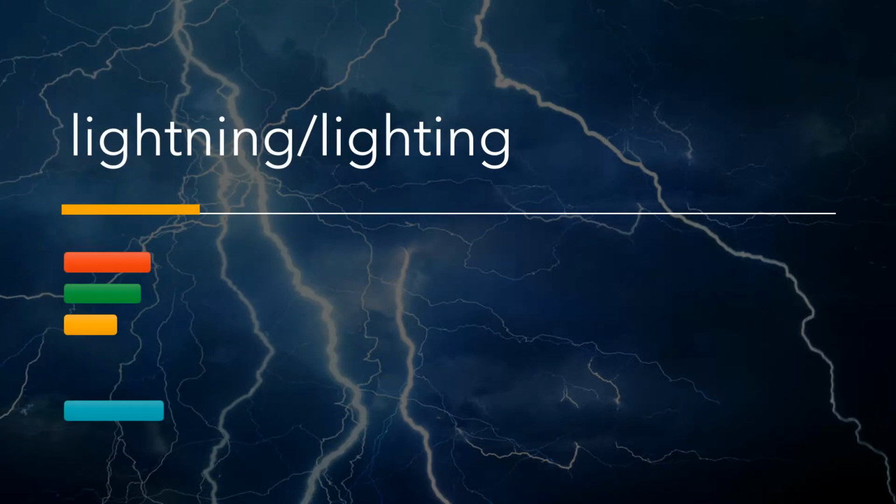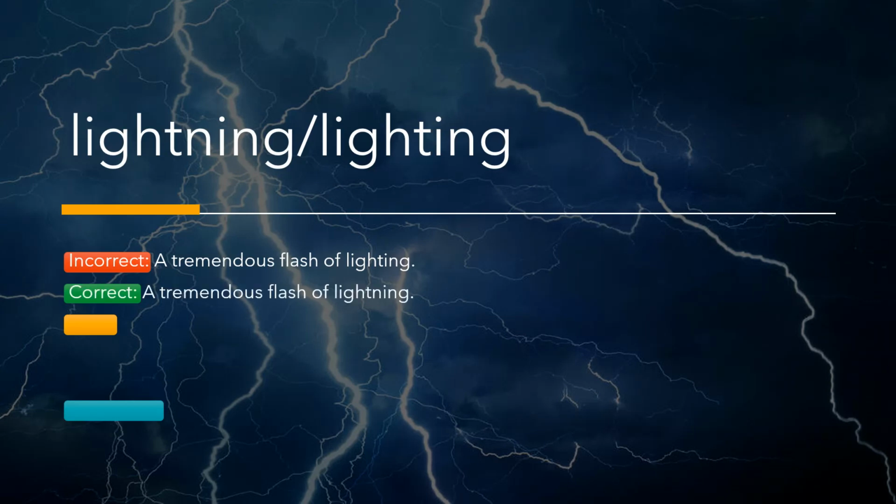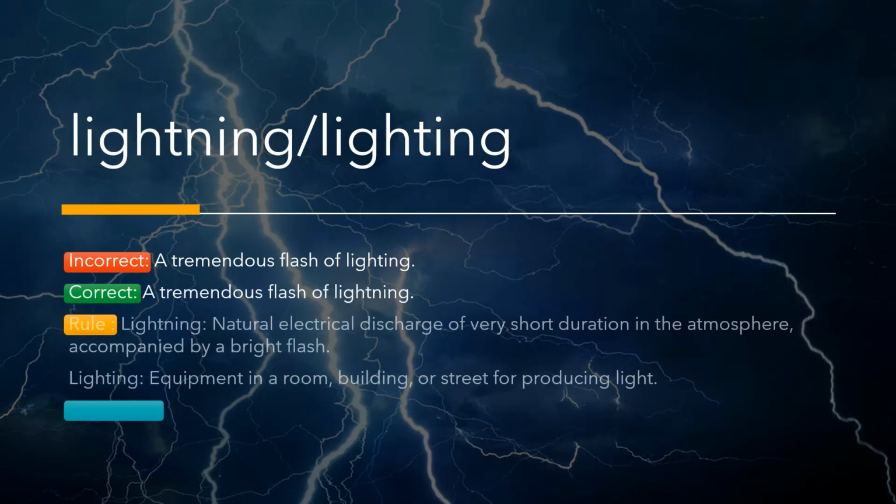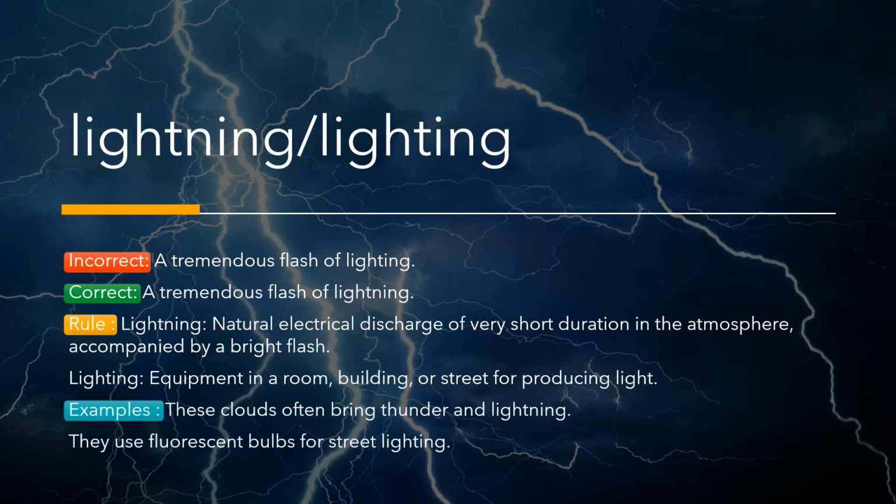Lightning, lightening. A tremendous flash of lightning. Lightning is a natural electrical discharge of very short duration in the atmosphere, accompanied by a bright flash. Lightening is equipment in a room, building, or street, producing light. These clouds often bring thunder and lightning. They use fluorescent bulbs for street lighting.